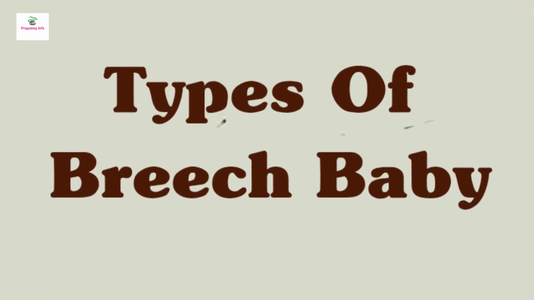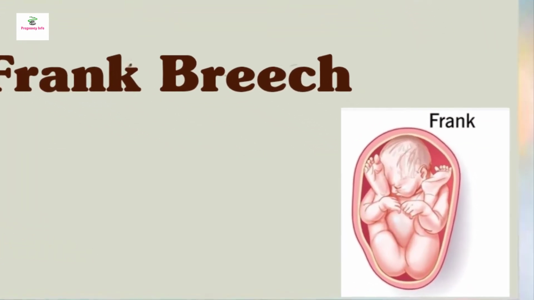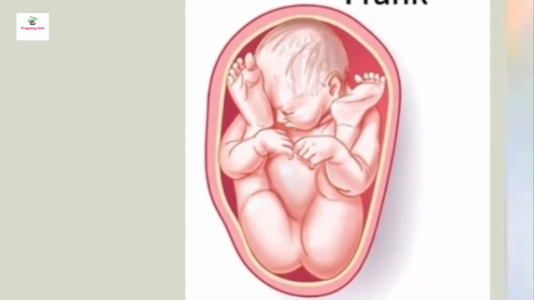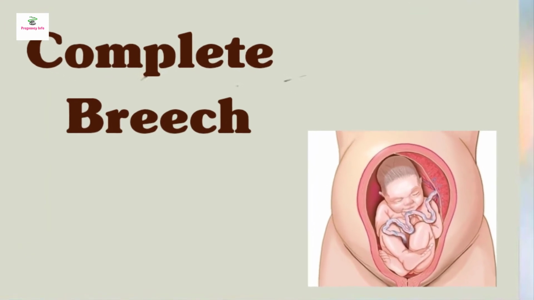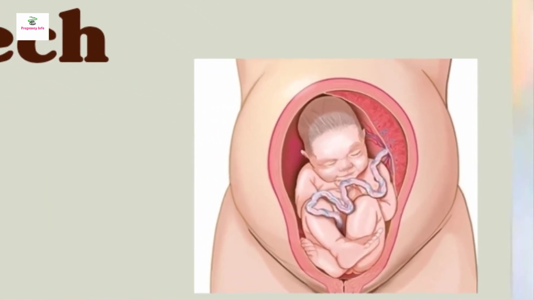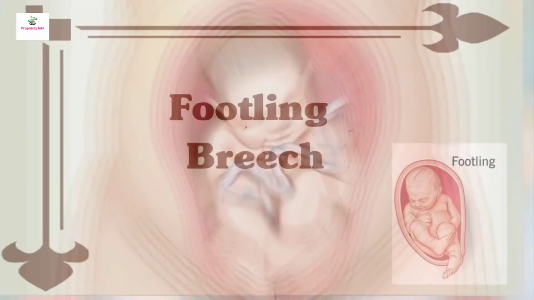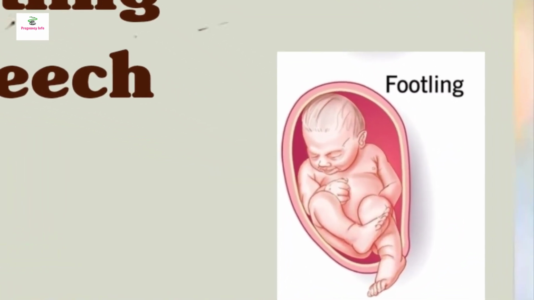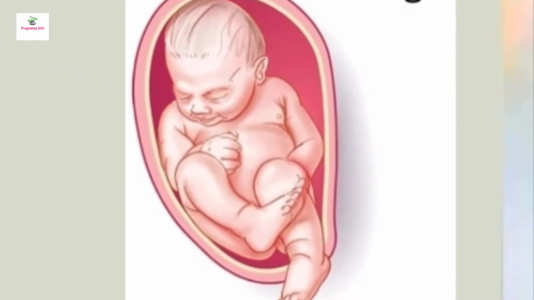Number 1. Frank breech. The baby's buttocks are aimed at the vaginal canal with its legs sticking straight up in front of their body and the feet near their head. Number 2. Complete breech. The baby's buttocks are pointing downward and both the hips and the knees are flexed, folded under themselves. Footling breech. One or both of the baby's feet point downward and will deliver before the rest of their body.